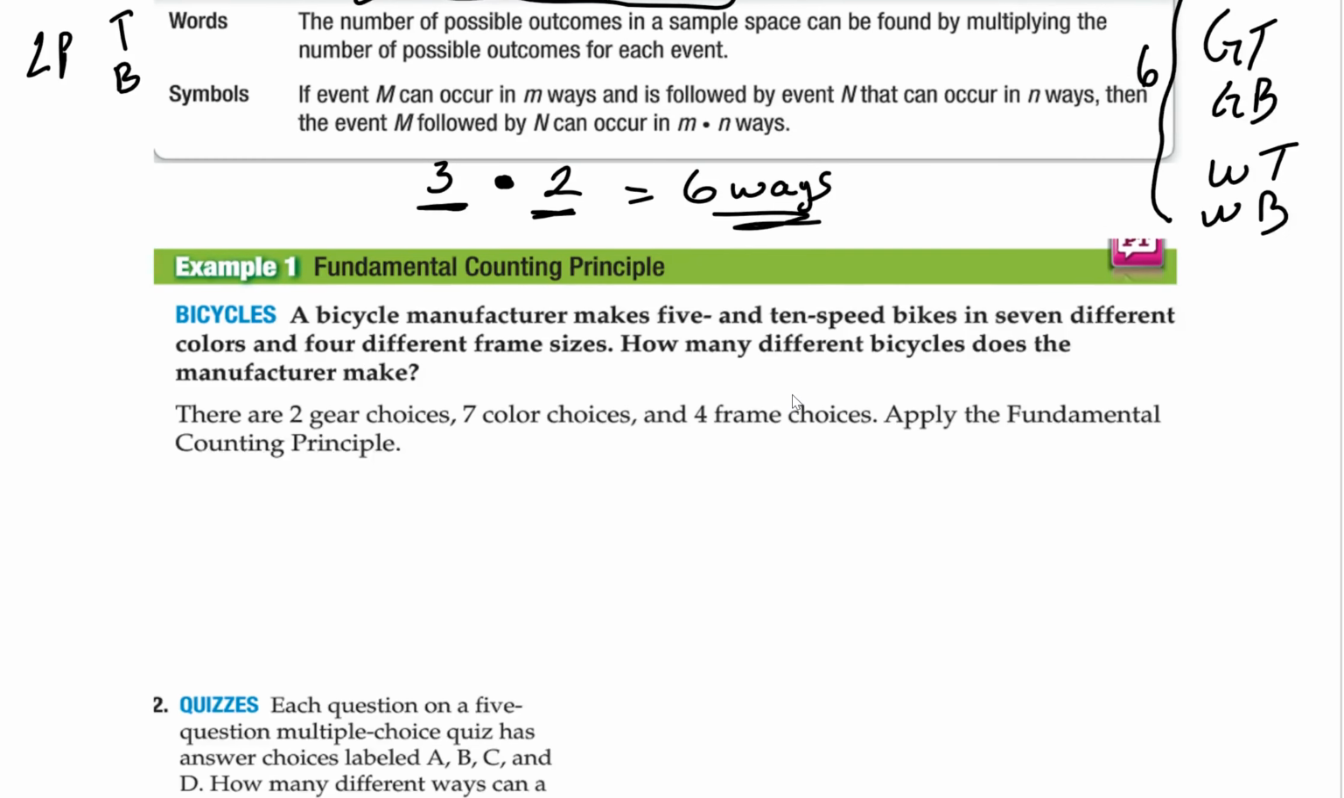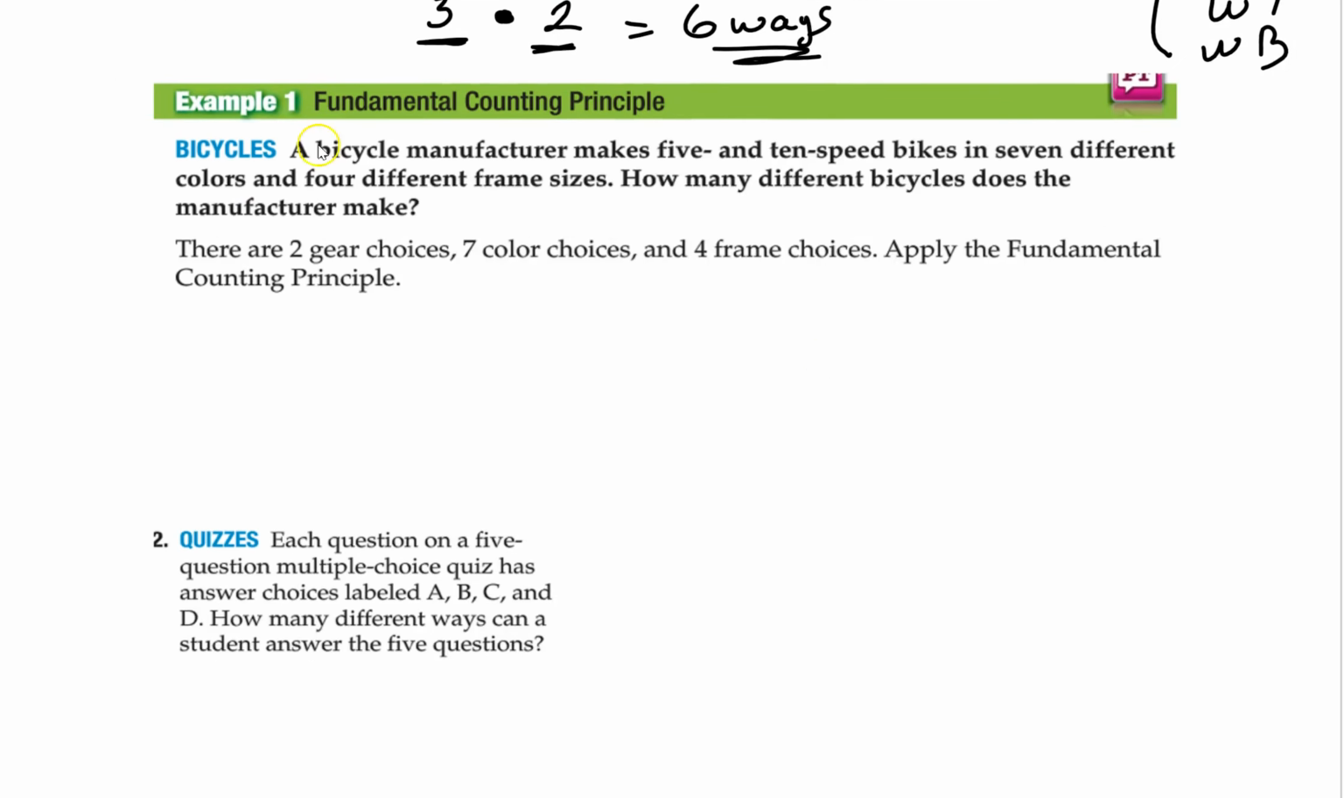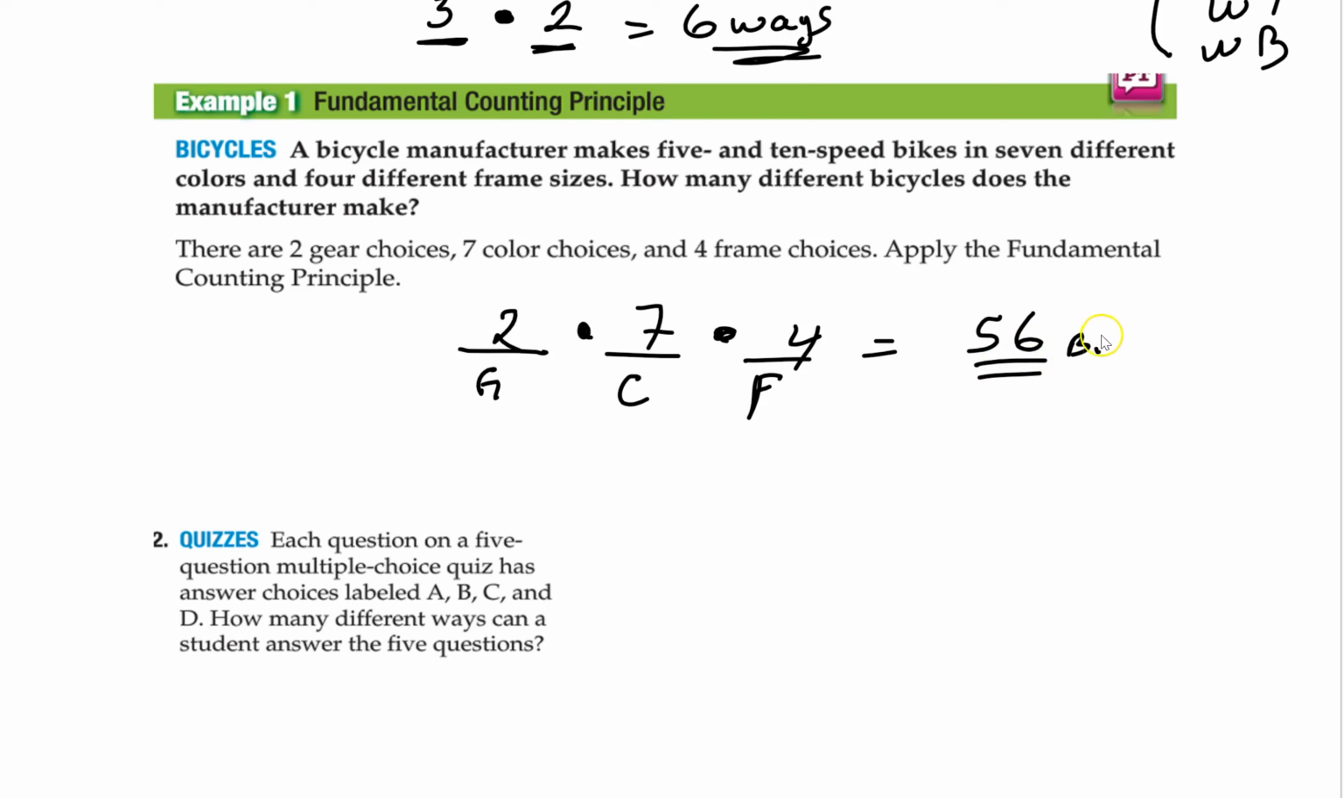So let's do an example here. A bike manufacturer makes 5 and 10-speed bikes in 7 different colors and 4 different frame sizes. So I could choose between 2 speeds, 7 colors, and 4 frames. How many different bicycles does the manufacturer make? So I have 2 gear choices, 7 colors, and 4 frame choices. If I'm figuring how many different bikes they make, you just multiply them all together. 2 times 4 is 8, 8 times 7, 56. I hate multiplying those 2 numbers though, but whatever. Get over my fear. So 56 different bikes they sell.